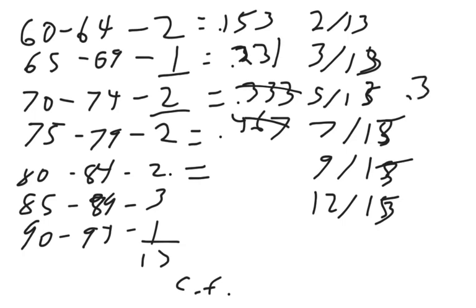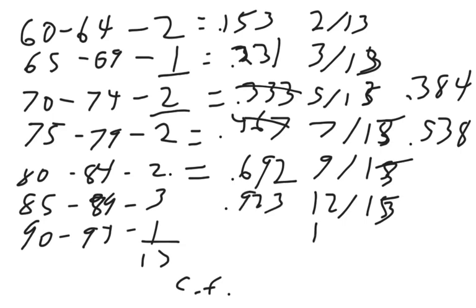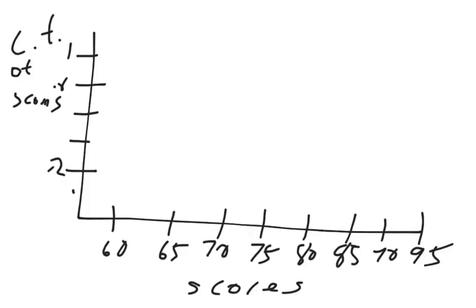This one should have been 0.384, 0.538, 0.692, 0.923, and the last one, where we have all of our data, is going to be 1. So we always end our ogive at 1, our cumulative frequency. So now let's graph this.